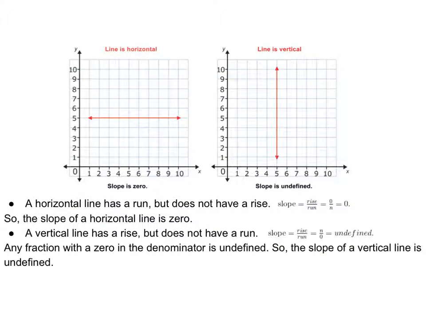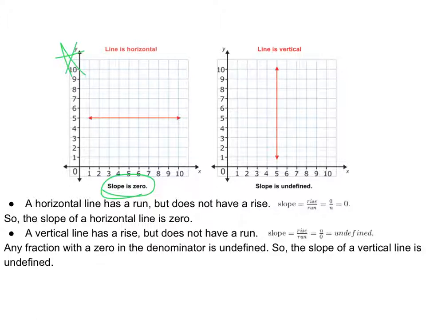So if the line goes up from left to right, it has a positive slope. If it goes down from left to right, it has a negative slope. There's two other types of slopes that we could have. We could have a horizontal line right here where our slope is 0 because it doesn't go up or down.